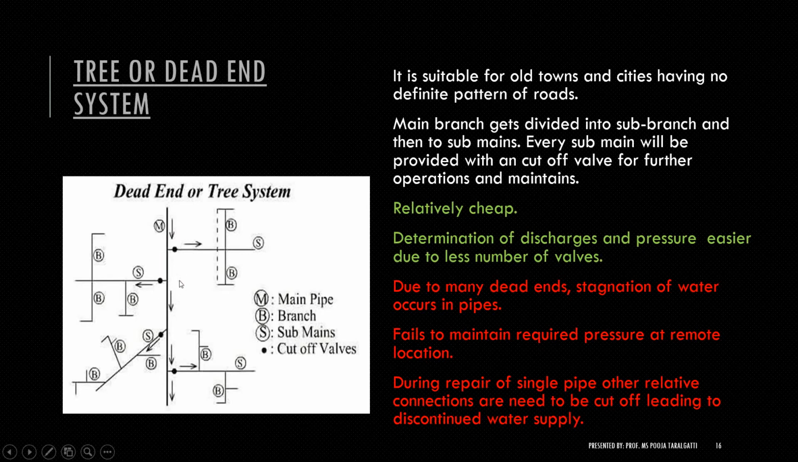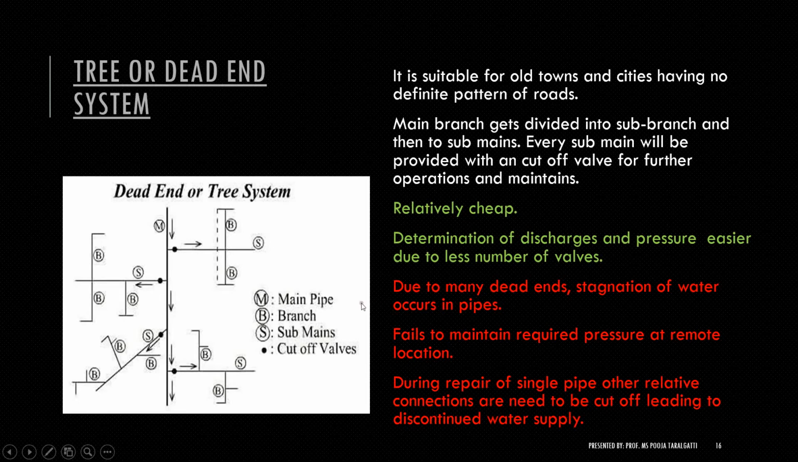The first disadvantage is the stagnation of water, as there are many dead ends, as the name indicates. Because of these dead ends, the stagnation of water inside the pipeline is quite high. Because the water remains in the pipes for a majority of the time, it increases the chances of corrosion and failure of the pipe.